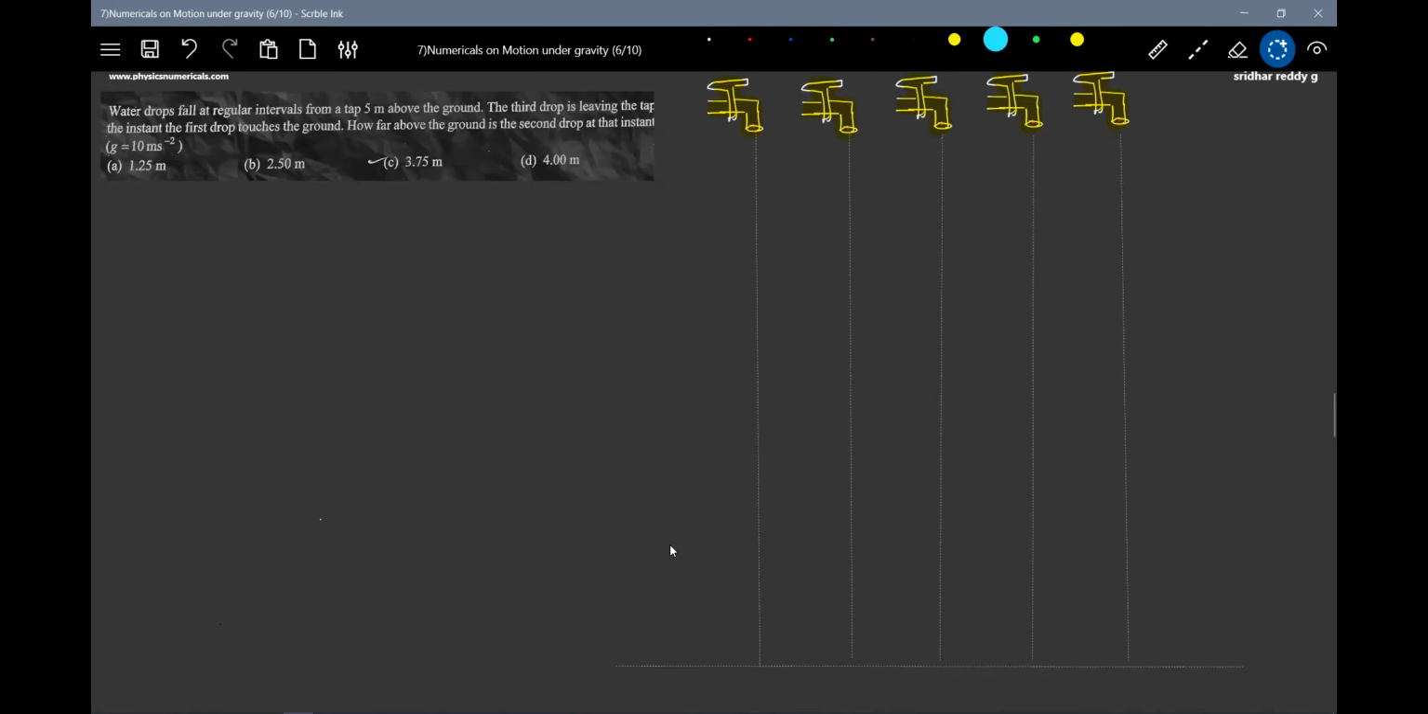Okay, this will be the tap. The first drop at t equal to 0. This tap is at what height? It is at a height of 5 meters.